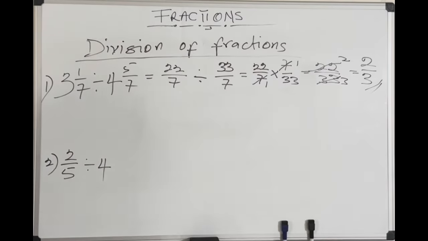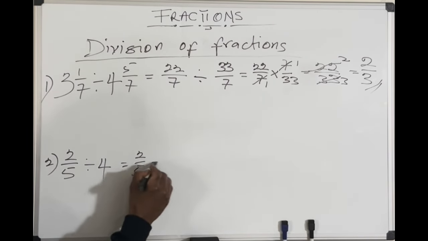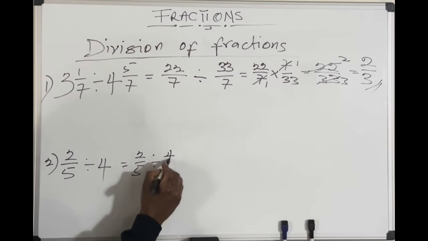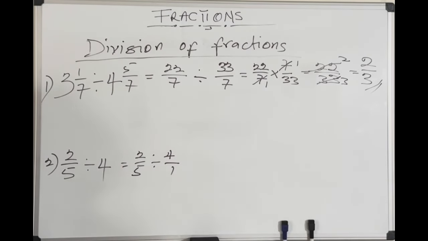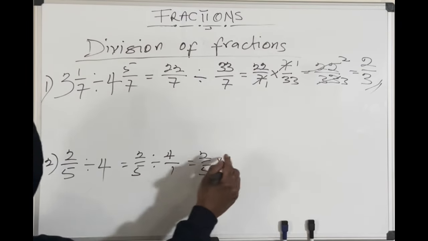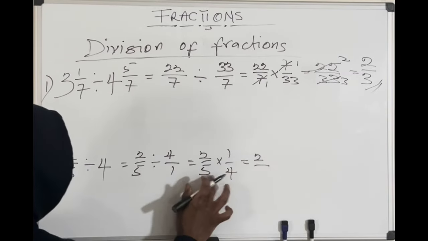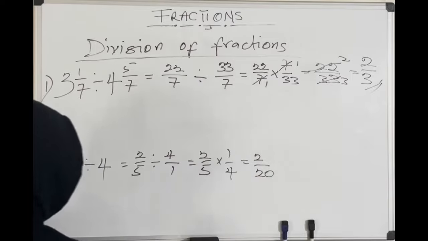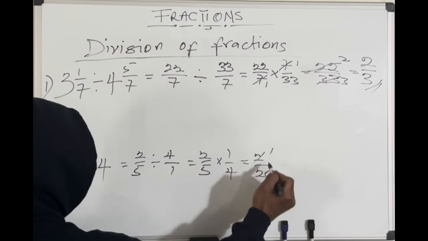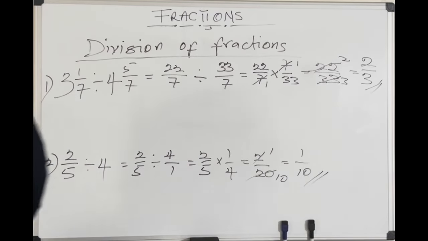All right. And then we move on to this question. You shouldn't panic about this question. So 2 over 5 divided by 4, and this 4 can also be written as 4 over 1. Okay, all right. So quickly 2 over 5 times, then we switch 1 over 4. 2 times 1 is 2 over 5 times 4 is 20. We can go ahead and simplify. So 2 goes here, 1 goes here, 10. Final answer is 1 over 10.